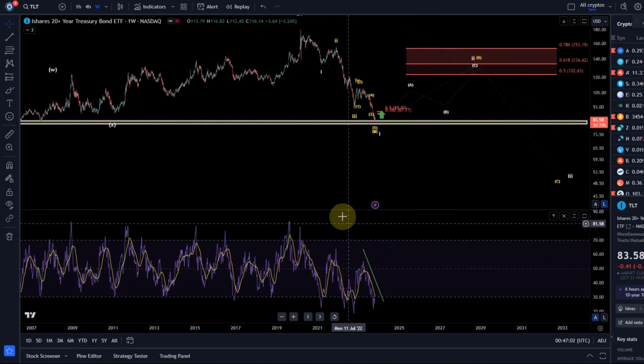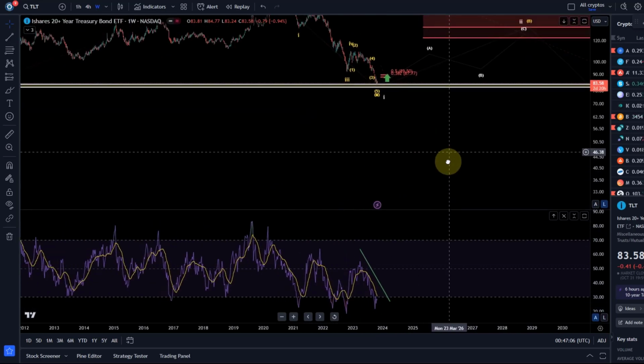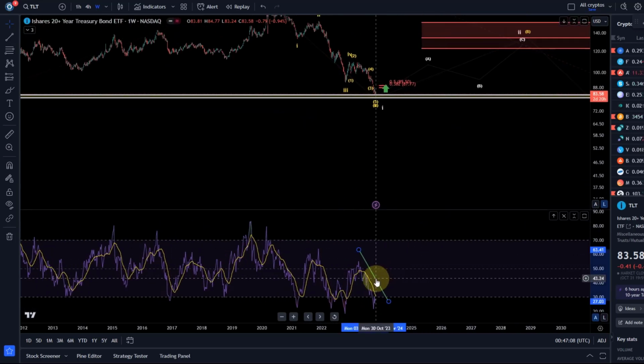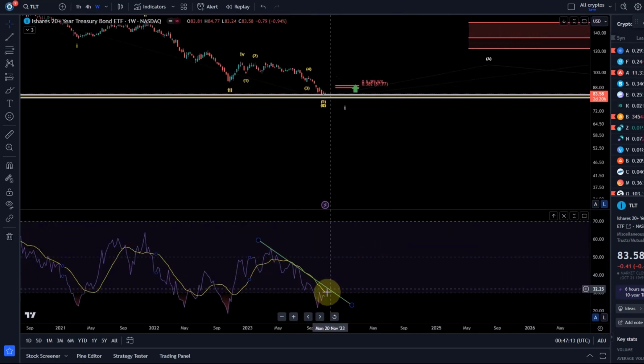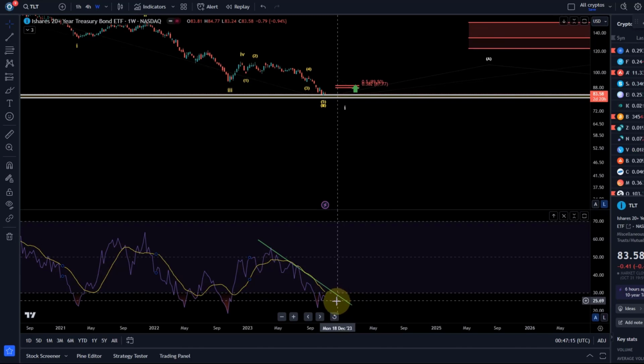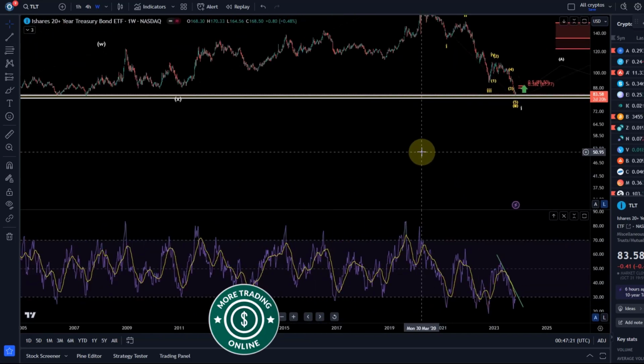Obviously, it's oversold even on the weekly here. There is a trend line that you can use on the RSI that can tell you when the trend might be shifting. RSI trend lines can be a little bit more objective than price trend lines. There's a bit more work to do, but I think we have a small bullish divergence on the weekly RSI.